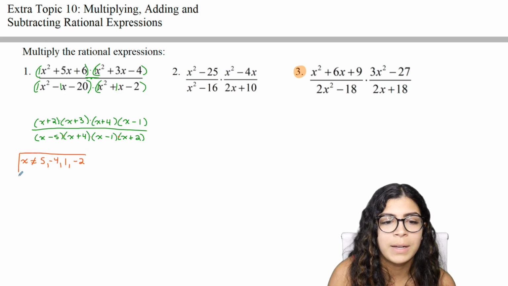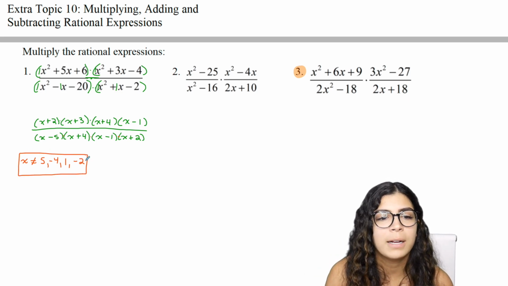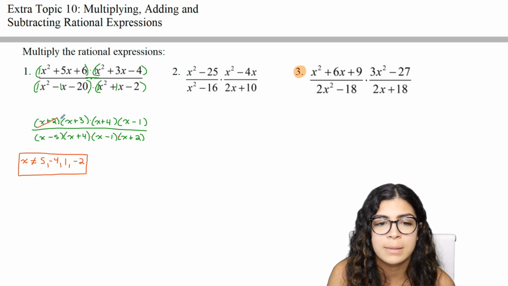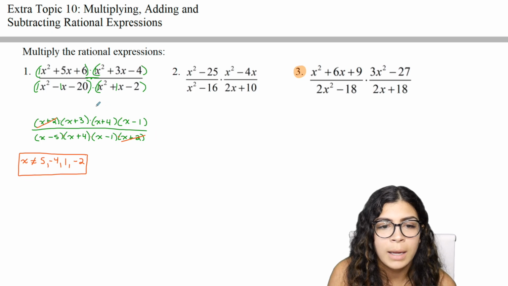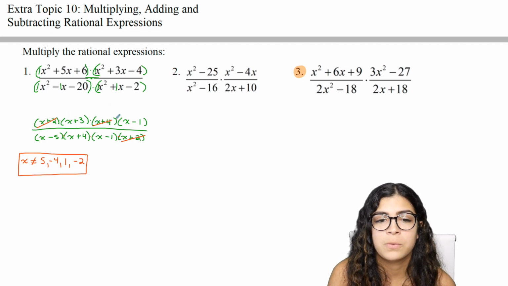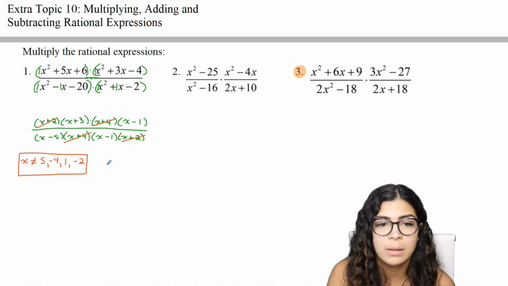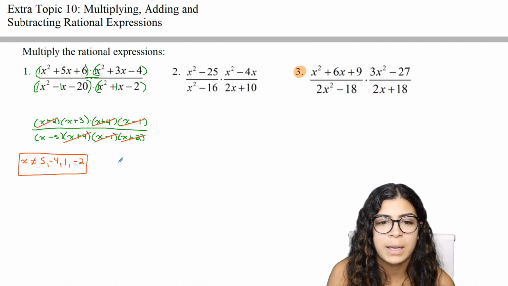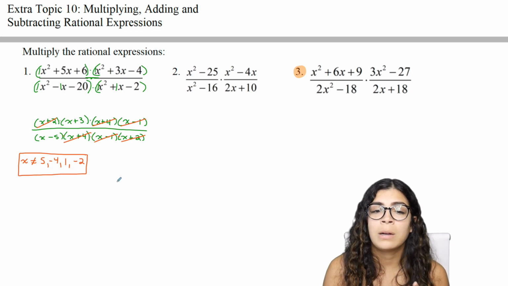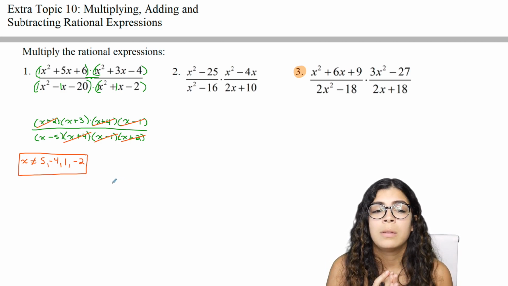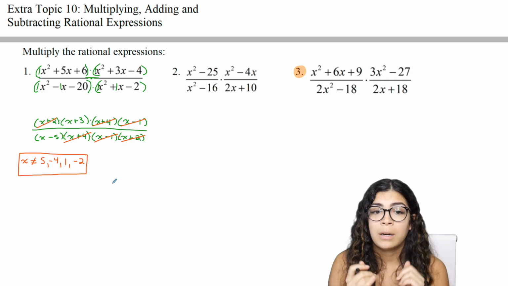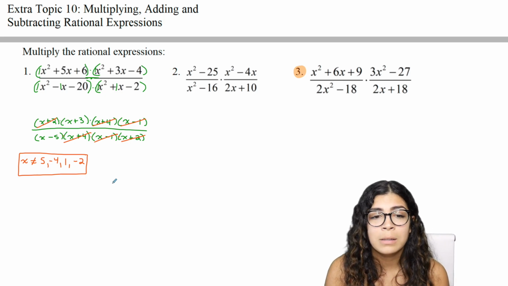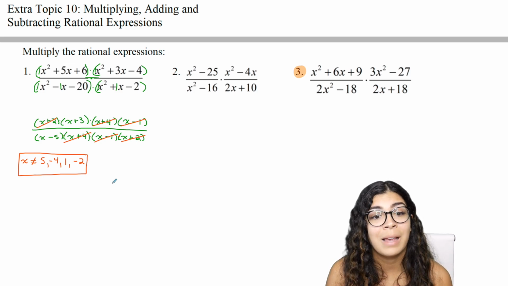Now that we have our excluded values, let's go ahead and cancel out any common factors on top and bottom. X plus 2 divided by x plus 2 would cancel. X plus 4 divided by x plus 4 would also be 1 and cancel. X minus 1 divided by x minus 1 is 1 and that would cancel. Remember that you can cancel out any common factors in the numerator and denominator. Factors only, not terms. And also, it has to be the same exact factor.